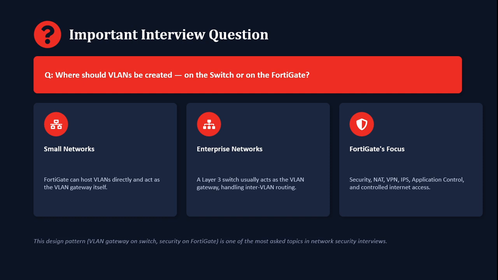Important interview question. So this is the question: where should VLANs be created, on the switch or the FortiGate? In small networks, the FortiGate can host VLANs and act as the VLAN gateway itself. In enterprise networks, the layer 3 switch usually acts as the VLAN gateway, and the FortiGate focuses on security, NAT, VPN, IPS, application control and internet access.